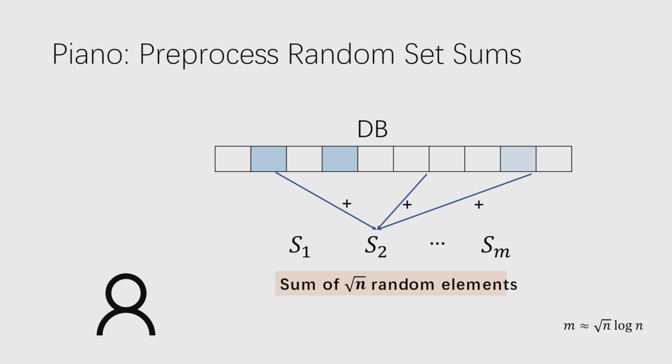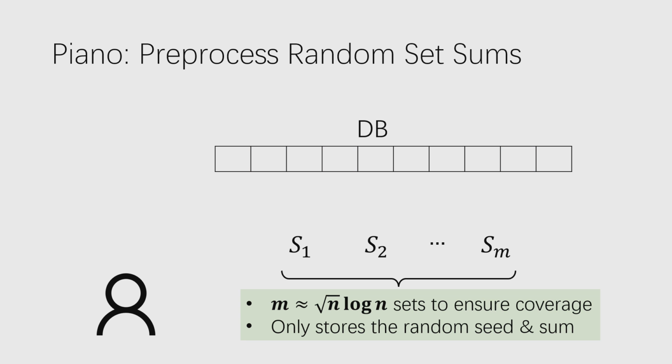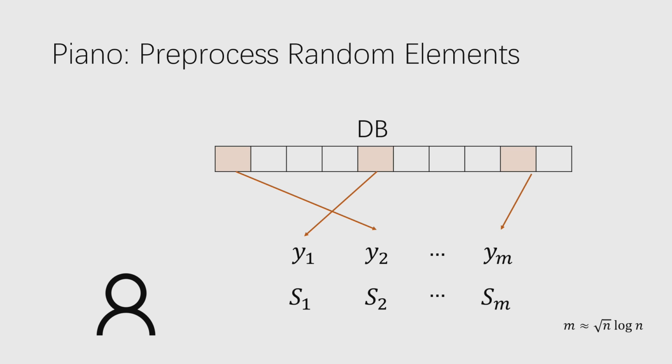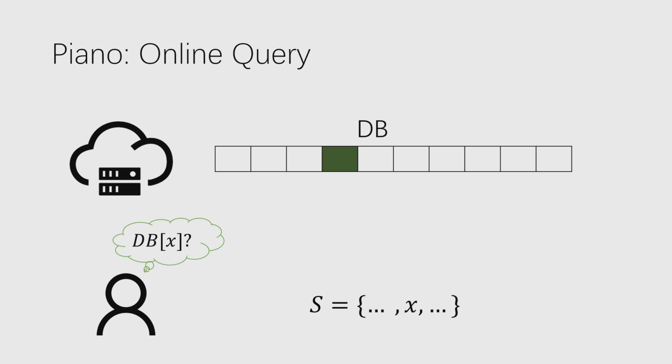It will repeat this process, sampling a lot of sets and computing the sum of each. Ultimately, it's going to sample roughly square root of n log n sets to ensure coverage. Basically, it means that every single location in the database is going to be covered by some set with high probability. The client only needs to store the random seed to generate those sets, to compress the storage, and also the sums. In the second step, the client is also going to preprocess some random elements. You can think of the client as just remembering a sub-portion of the database. Now let's see how those things can help with the online query.